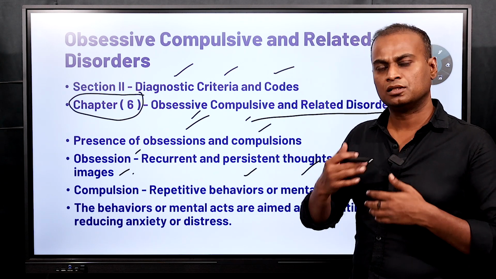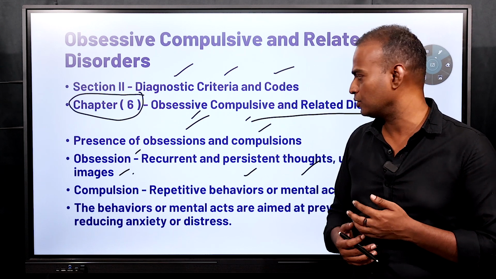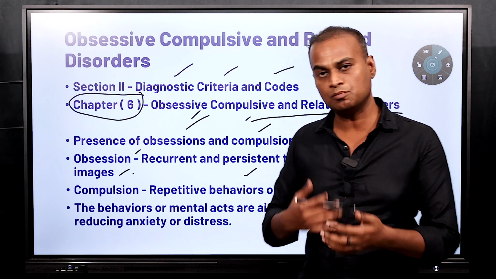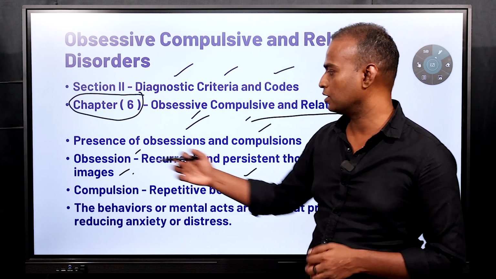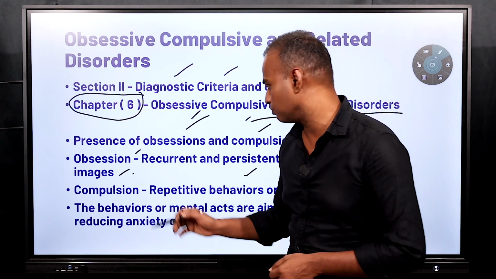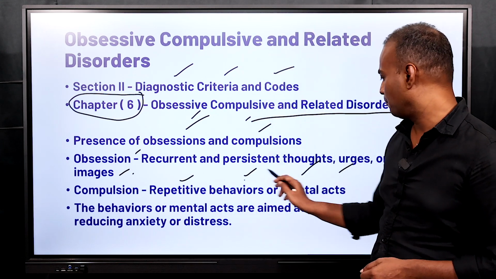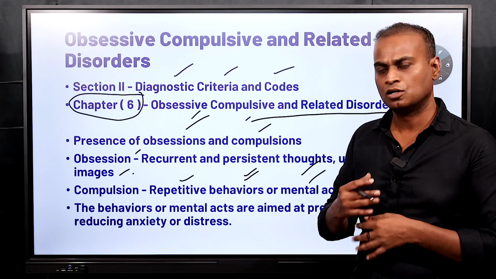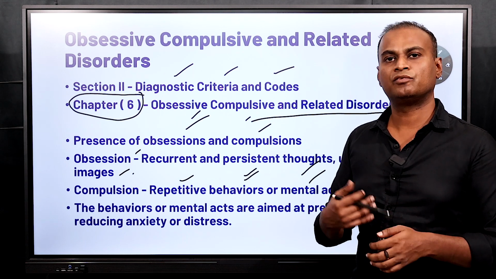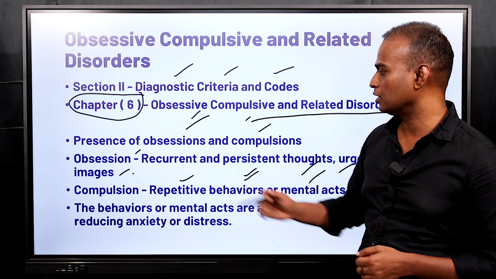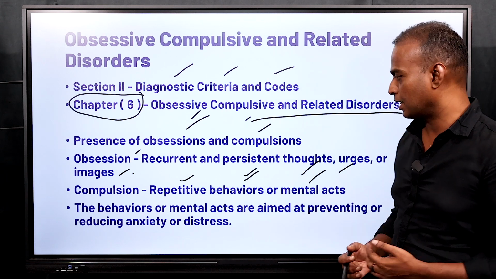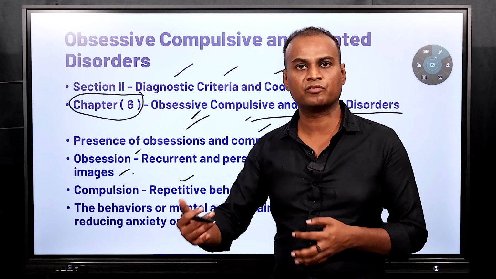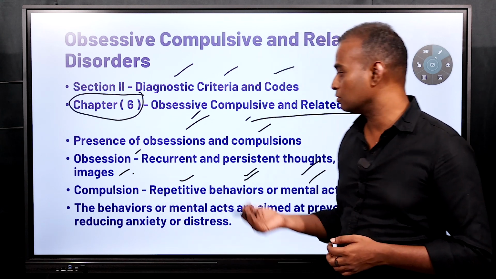Basically, obsession is thinking about the same thing, remembering the same thing, ruminating on the same thing, or having an urge or impulse to do the same thing again and again. Then what is compulsion? Compulsion is a repetitive behavior or mental act. If a person does the same thing again and again, for example, washing the hands every 2 or 3 minutes, it is known as compulsion. And also mental acts. Mental acts means the person is thinking about the same thing, or going to someone and asking about the same thing.